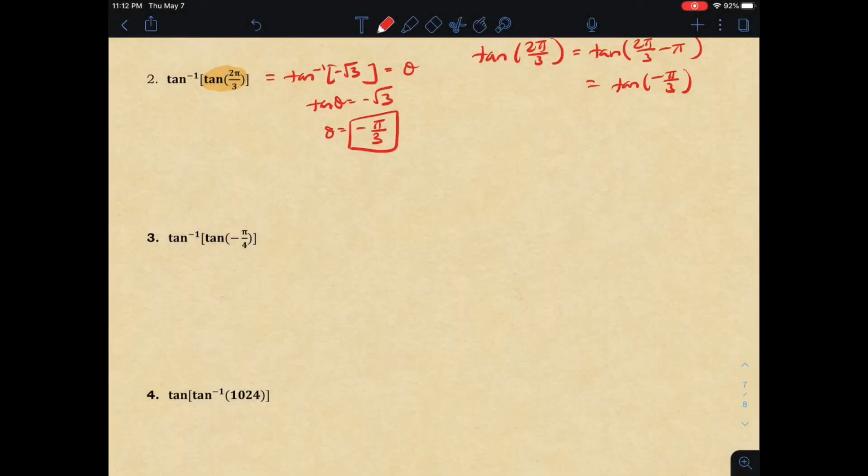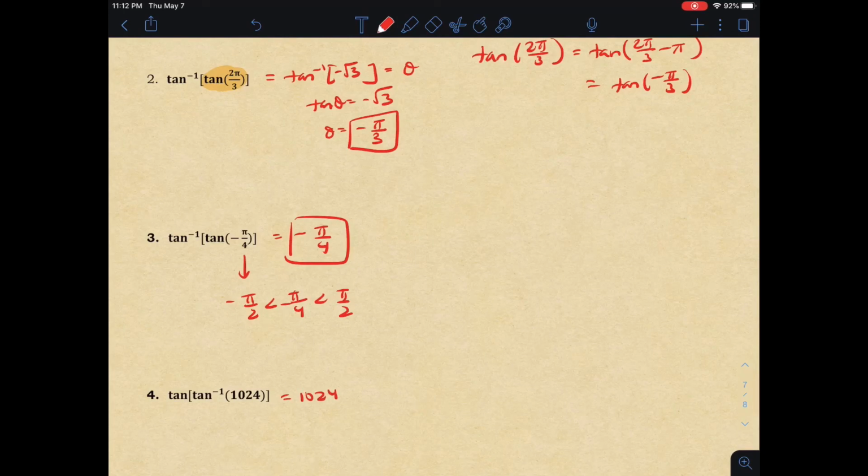Now for this one, negative pi over 4, this is an angle between negative pi halves and pi halves. And because it is, you're done. In this case, it's just negative pi over 4. There's really no work to be done here. Now for number 4, it's tangent of tan inverse of 1024. And because in this case you can take any real number here, my final answer will be 1024.